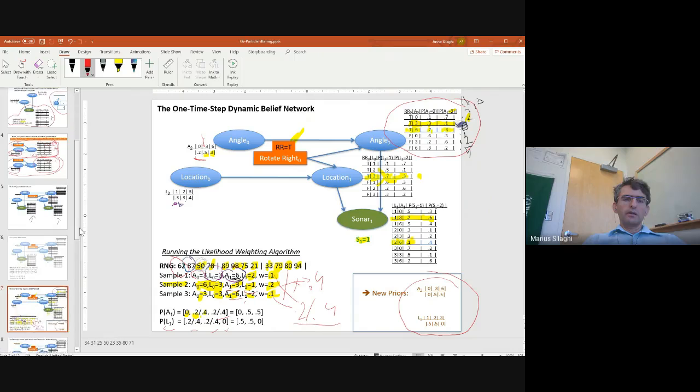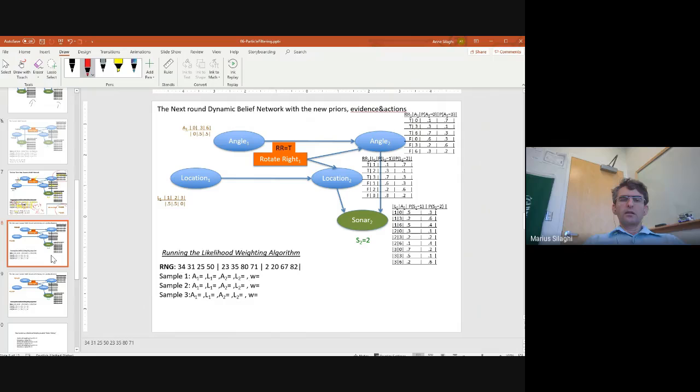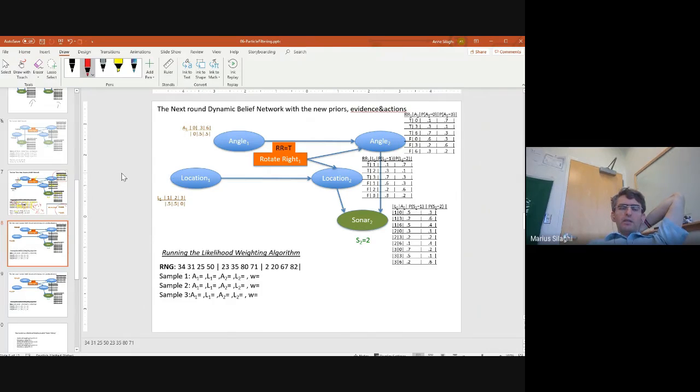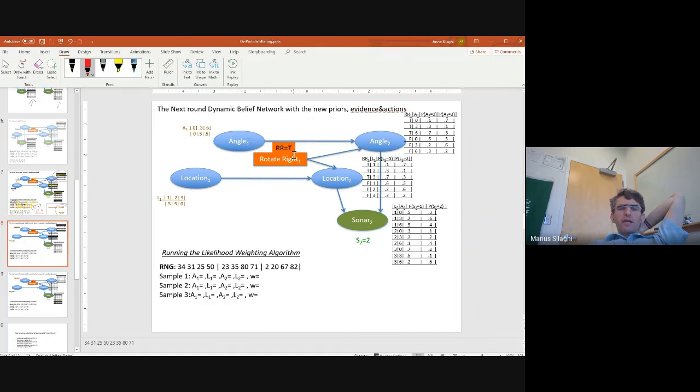And now we go to the next entry. And in the next moment in time, we move from time 1 to time 2. We have the priors obtained in the previous computation. So angle 1 has probability 50% to be at angle 0 or 6. Location is with 50% at location 1 or 2. And now at this time frame, we also have a rotation right value of true.